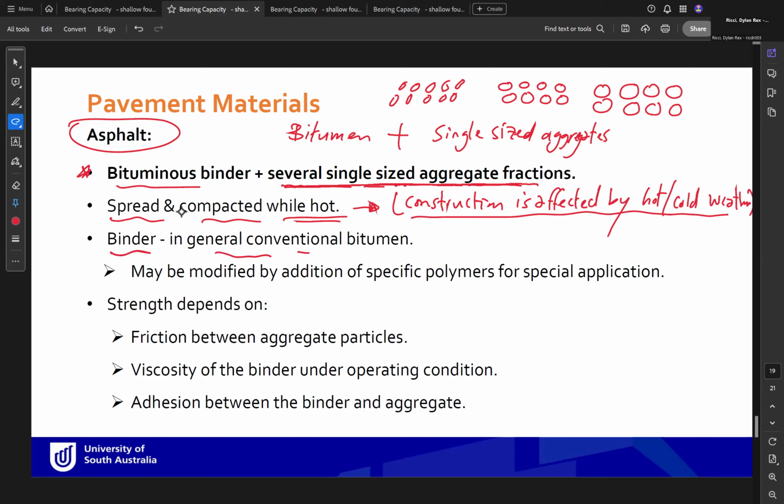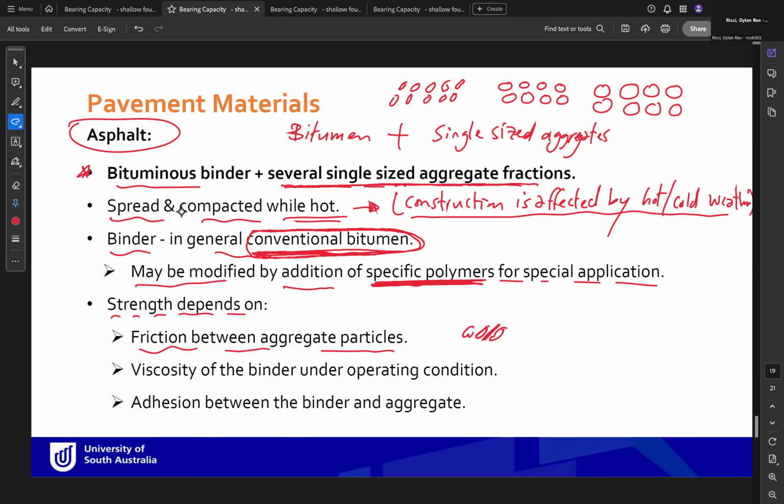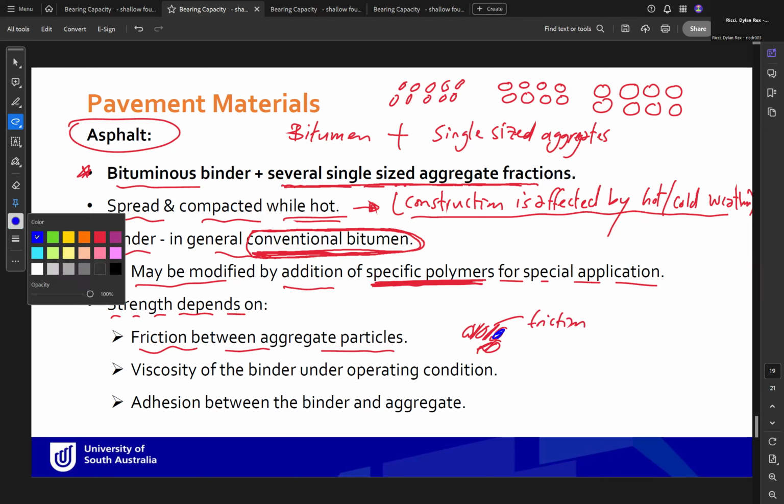The binder is in general conventional bitumen. So this is the conventional, most commonly used one. It may be modified by addition of specific polymers for special applications. The strength of the asphalt depends on friction between aggregate particles. So the friction between the particles will cause higher or lower strength of this aggregate.